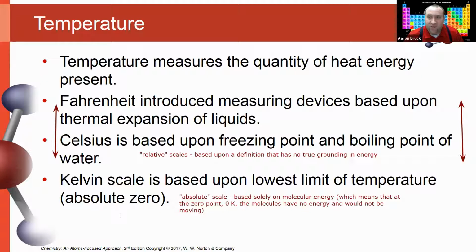40 degrees Kelvin is twice as energetic as 20 degrees Kelvin. The molecules are literally moving twice as fast. They have twice as much energy. So there is a difference there, and that's why the Kelvin scale is favored among the two.